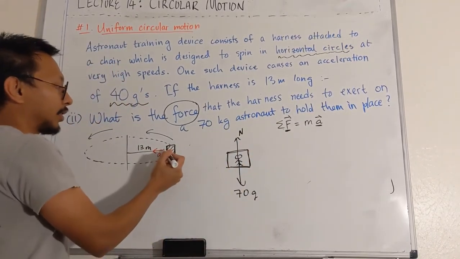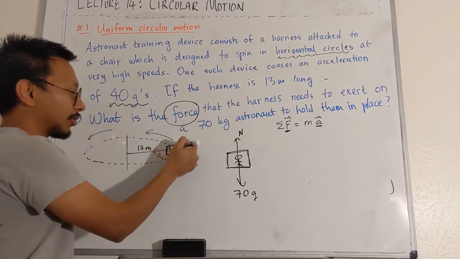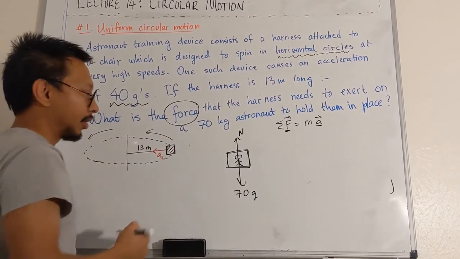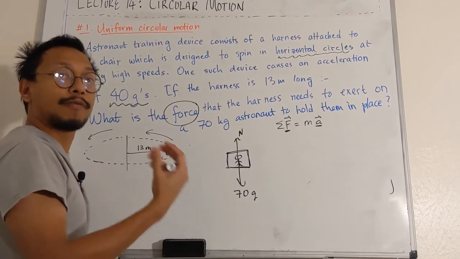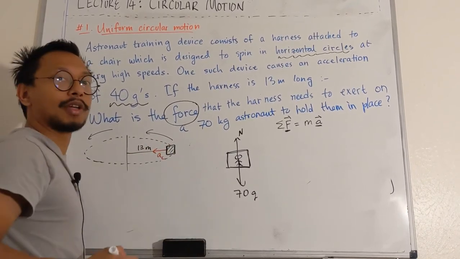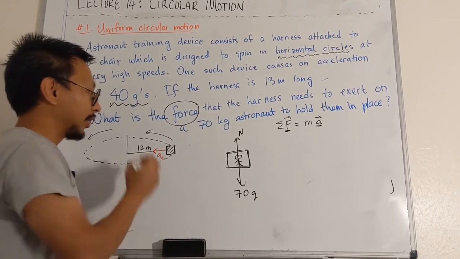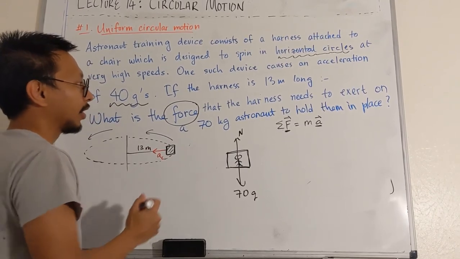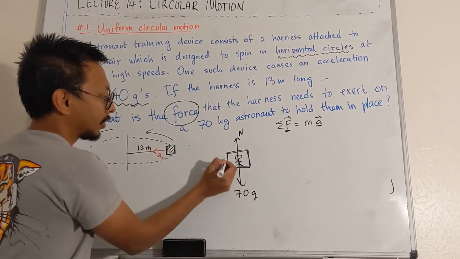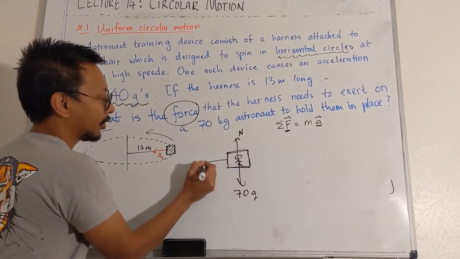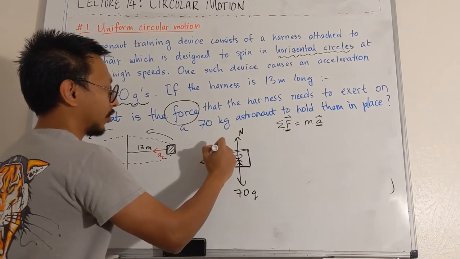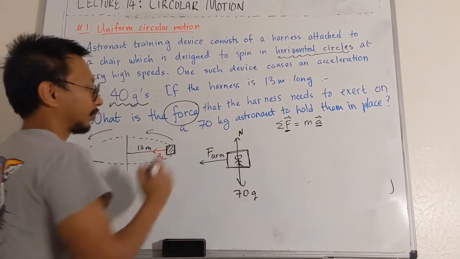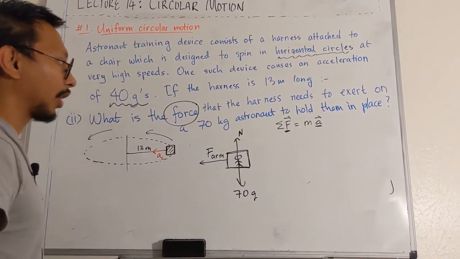Hence, since in a circular motion there is always centripetal acceleration, there will always be a centripetal force causing this centripetal acceleration. Okay? In this case, the force is provided by the arm or the harness of the device, and that force will also point in the direction of the acceleration, which is towards the center of the circle. Let's call this force F arm. Our goal is to find what F arm is.